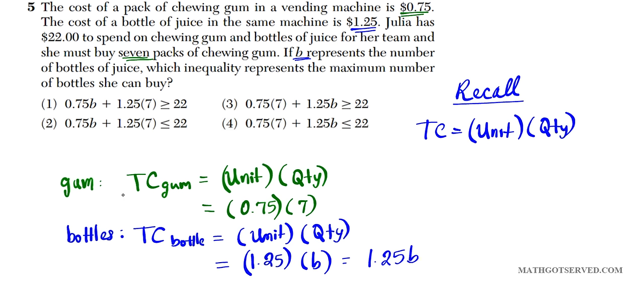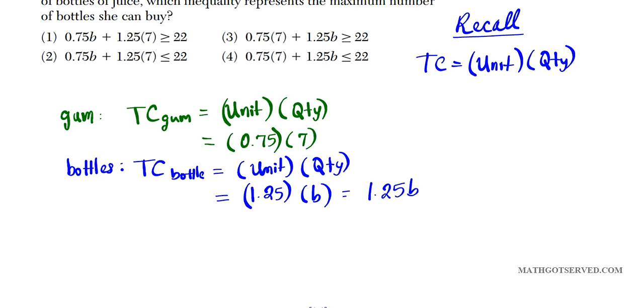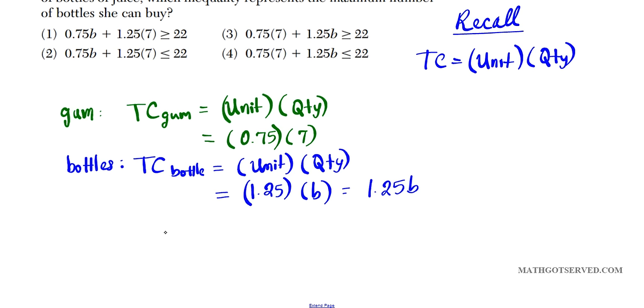Okay? Now, there's another stipulation in this problem, which is that she is on a budget. Julia has $22 to spend. So what does that mean? The total amount of money she spends on gum and bottles must be less than or equal to her budgetary constraint, which is $22. All right, let's go ahead and write that down. The total cost for gum plus the total cost for bottles of juice has to be what? It has to be less than or equal to $22.